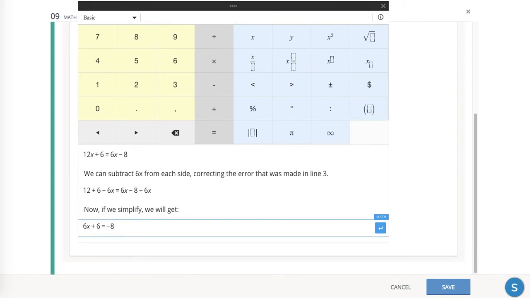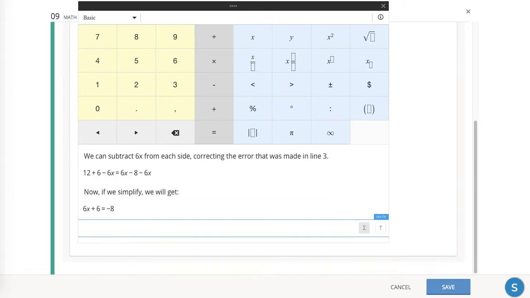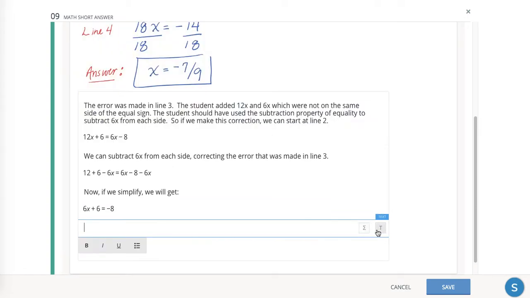Okay, and I can hit enter again, and then I can explain the next step that I'm going to do. I'm going to use the text tool, and I'm going to explain using the subtraction property of equality. Now I want to subtract 6 from both sides. We can get all of the variable terms on the left and all of the constant terms on the right. Notice I'm trying to use clear and specific mathematical vocabulary as I work through this problem.